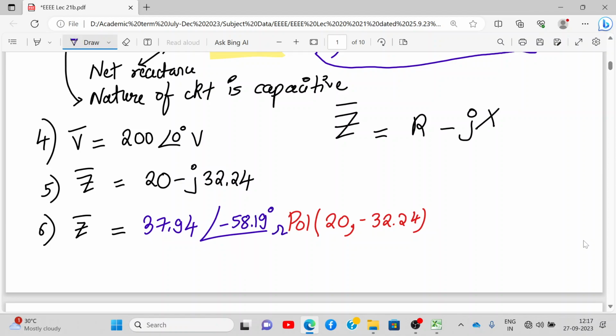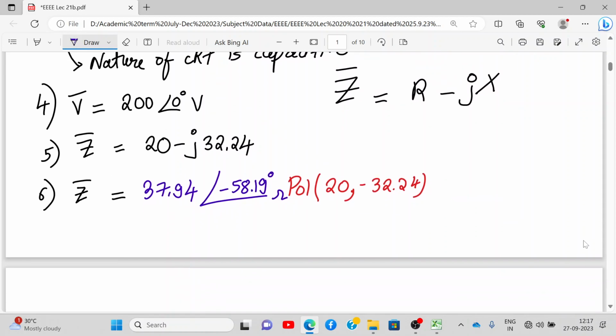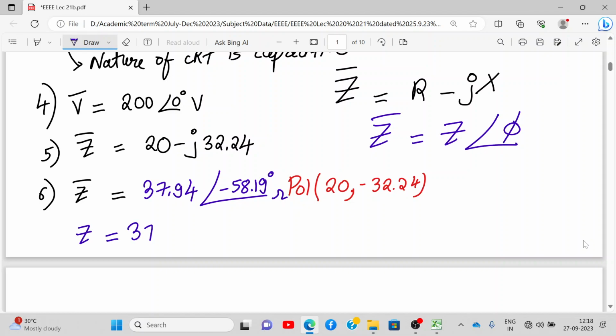Are you getting 37.94 angle minus 58.19 degree, right? Now, why are we calculating Z and V? So that we can calculate circuit current. This is what was asked, right? So this is my circuit impedance. What is my polar form of Z? Z bar is Z angle phi. So from here, Z is 37.94 ohms, and phi is minus 58.18. The negative sign indicates that the circuit is capacitive.